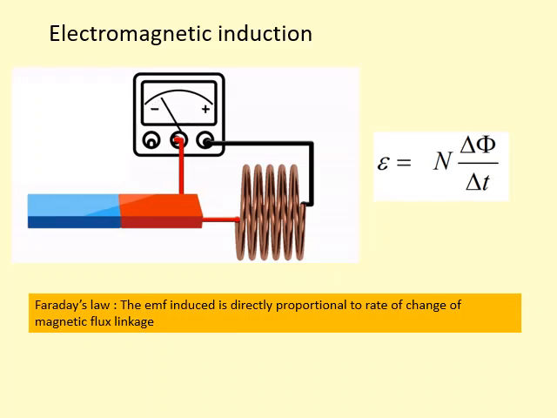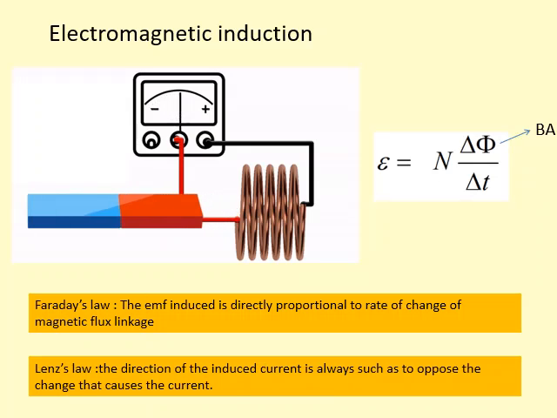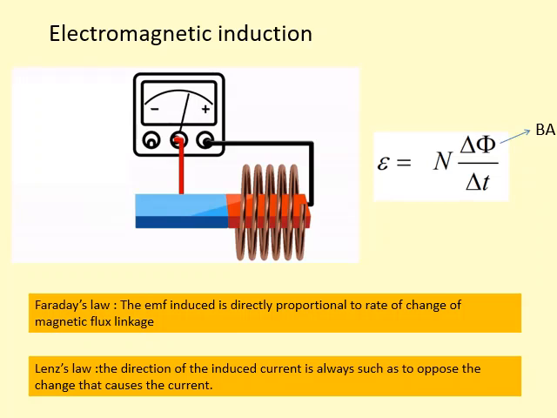This is the equation here. So the EMF induced is proportional to the rate of change in magnetic flux, so change in flux divided by change in time, and because the number of coils doesn't really change, it's on the outside. We can figure out the direction using Lenz's law. Lenz's law states that the direction of the induced current is always such as to oppose the change that causes it.